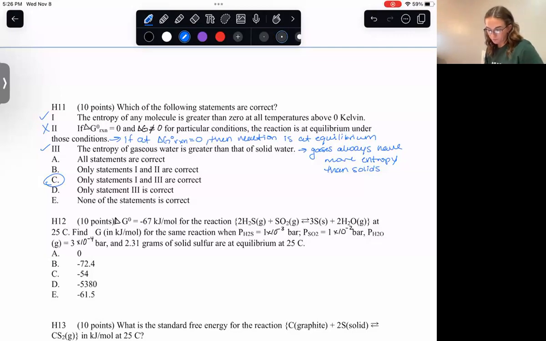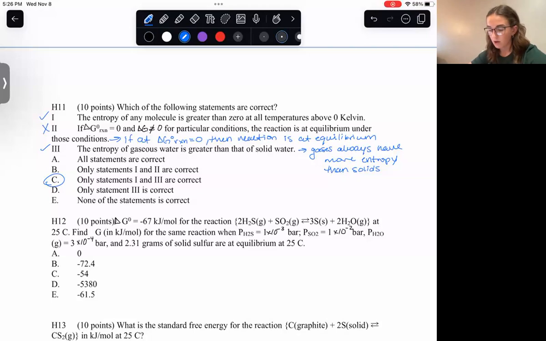So for statement 2, they're saying if delta G naught of the reaction is equal to 0 and delta G of the reaction at non-standard conditions is not equal to 0, right? So we have standard conditions, it's at 0, but at non-standard conditions, it's not at 0. Then we're saying at those non-standard conditions, is it at equilibrium? This is false because the only time that the reaction is at equilibrium is when that delta G is equal to 0. So in order to make this a true statement, you could say if delta G of the reaction or delta G naught of the reaction is equal to 0, then you're at equilibrium.